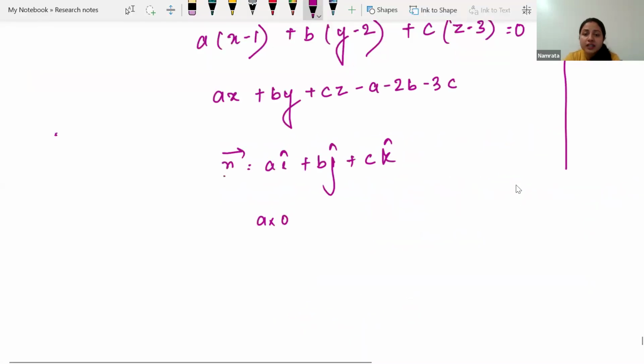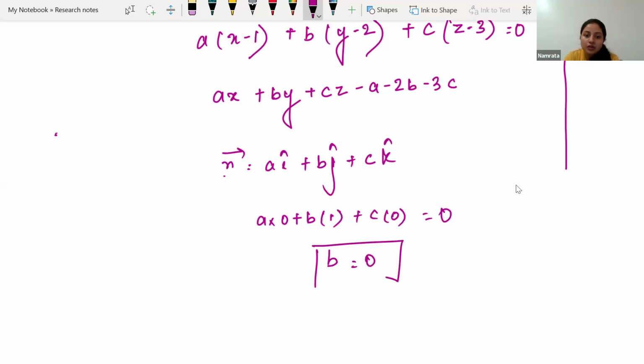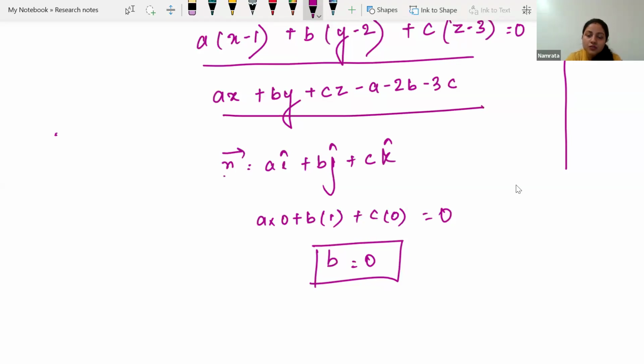So we will be taking a into 0 plus b into 1 plus c into 0 is equal to 0. So we got b is equal to 0. Our equation of a plane, which was this one, in this equation, here p is 0.